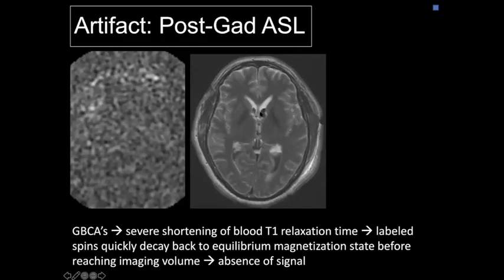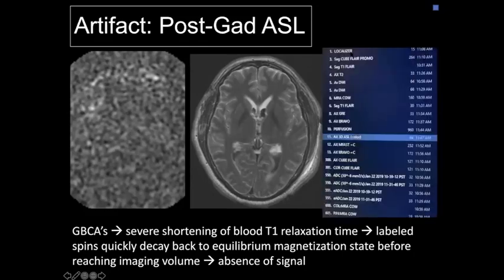With regard to post-gadolinium ASL acquisition, here is an axial fast spin echo T2 in a patient who had intraventricular hemorrhage. If we look at our ASL acquisition, it looks like a snowstorm in Alaska. And the reason for this, if you look at our PACS list of acquisitions, is the ASL was done after gadolinium had been given for bolus perfusion.